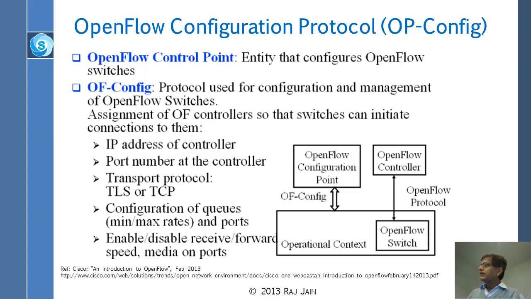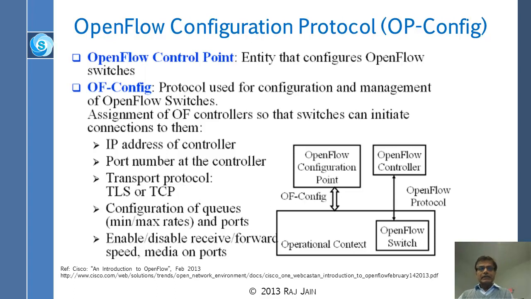And then configuration of the queues and ports. So it tells you how many queues you should have on each port and what the rate should be. Enable and disable receive, forward, speed or media on the ports, and whether you should disable some ports, or enable some ports, or run some ports at certain speeds. Anyway, all this configuration is done by this protocol.